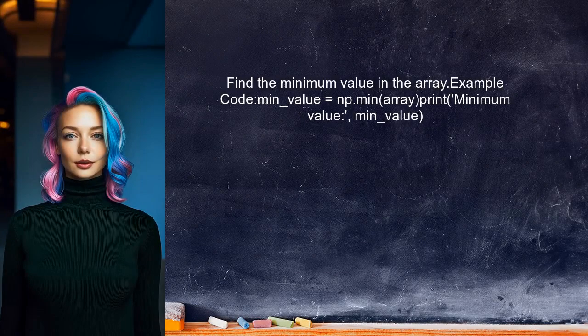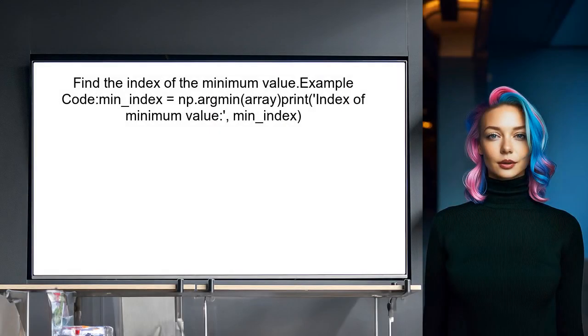Now, to find the minimum value in the entire array, the user can use the np.min function. This function will return the lowest value across all elements. If the user also wants to find the index of the minimum value, they can use the np.argmin function. This will return the index of the minimum value in a flattened version of the array.